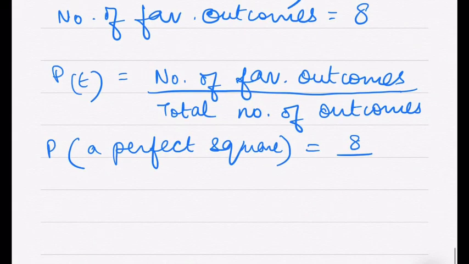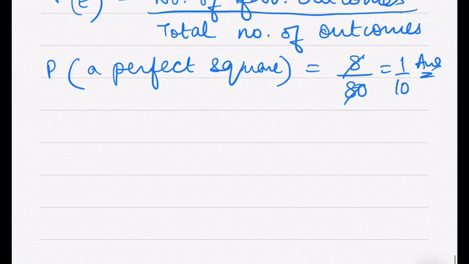Okay, so the number of favorable outcomes is 8 and the total number of outcomes is 80. So this will be equal to 1 by 10. That's my answer. Okay, let's move to question number 8 now.